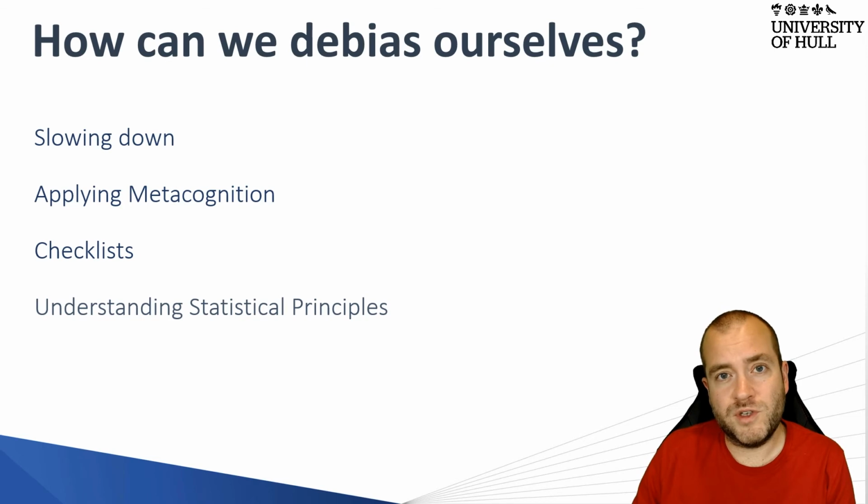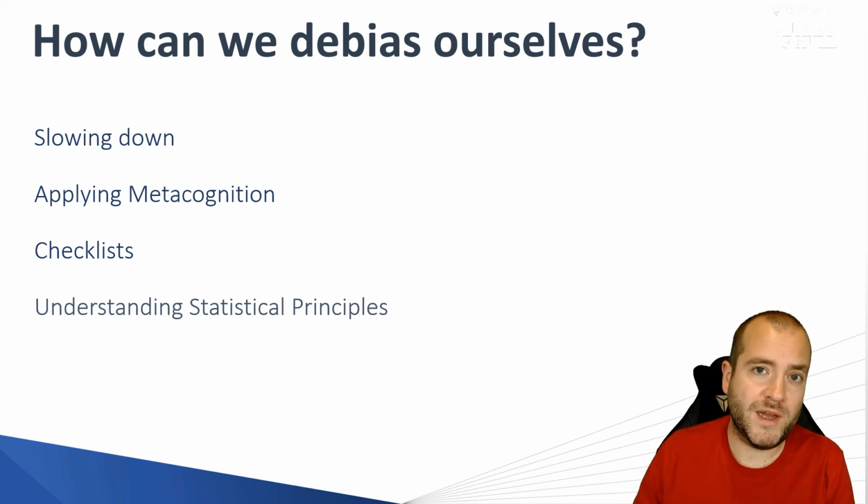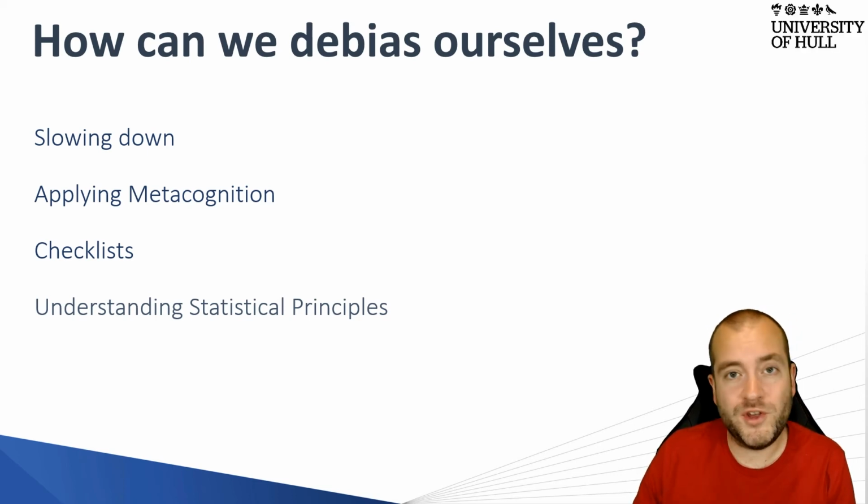Another obvious one is to actually understand statistical principles, and we've gone through those. And within the literature, this is actually a really good way to move from System 1 to System 2. We can't intuitively think about probabilities. We have to do that systematically and analytically. And the only way to do that is actually move into System 2 to think about that.